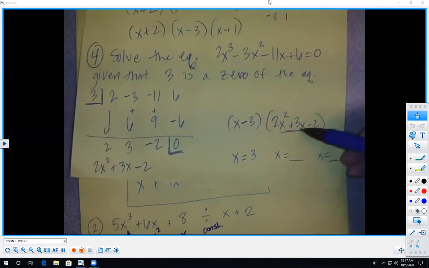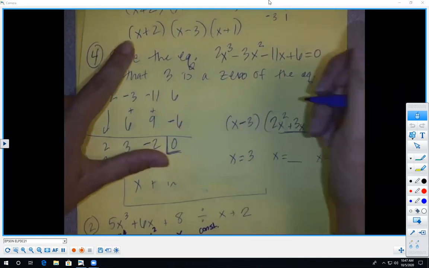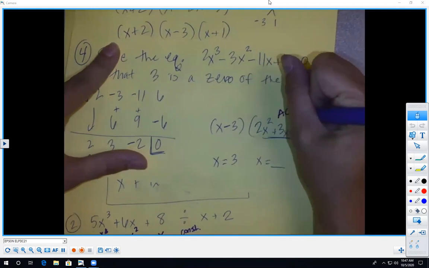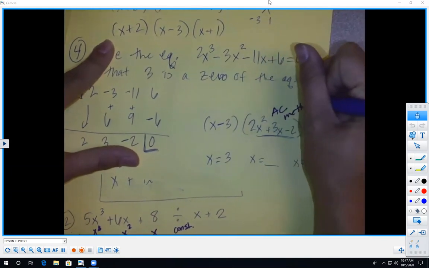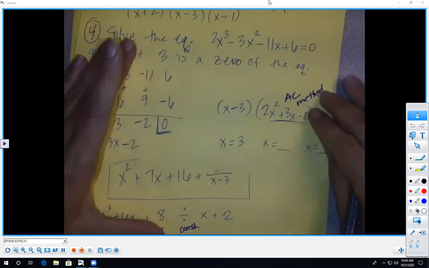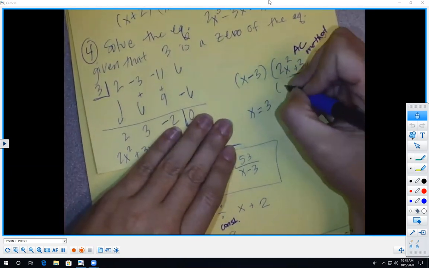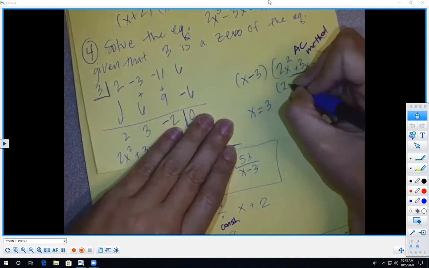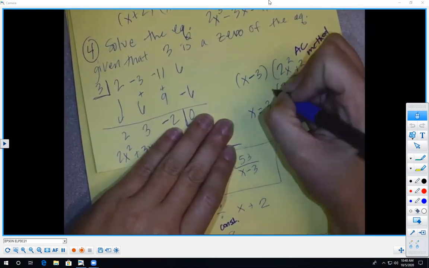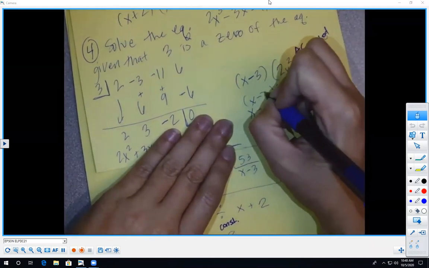Now I can factor that. How do you factor that problem? Using the AC method. We are running out of time, so can I tell you what that factors into? It factors into 2x minus 1 times x plus 2. Next time we will go over a problem and we'll work it all out.